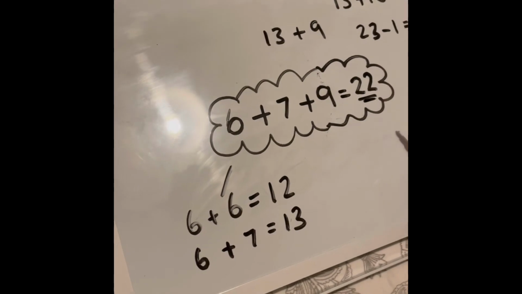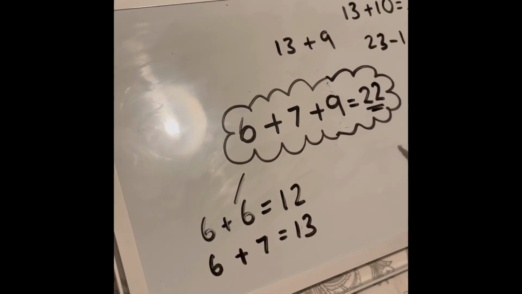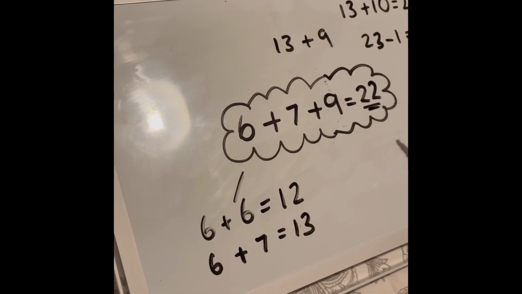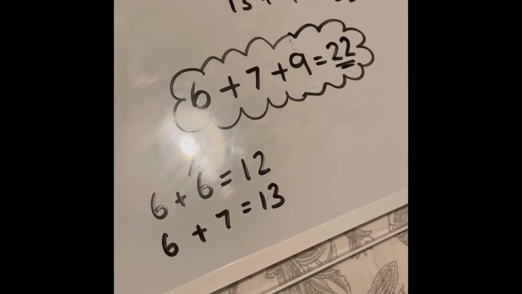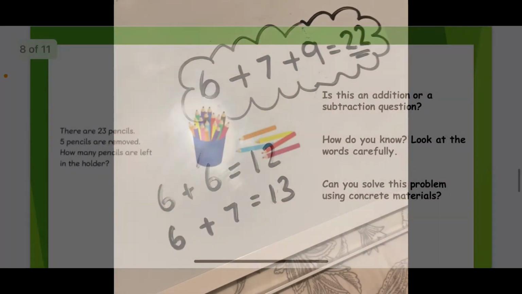You could also count it out in ones. You could use a number line to count it, or you could get some concrete materials to help you count. Which strategy did you use? Can you share it with us?